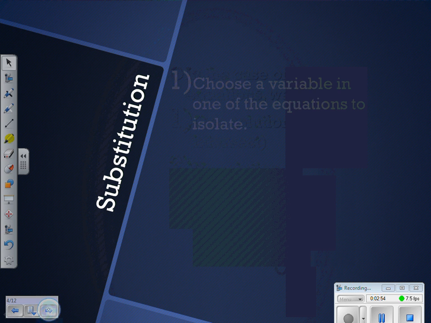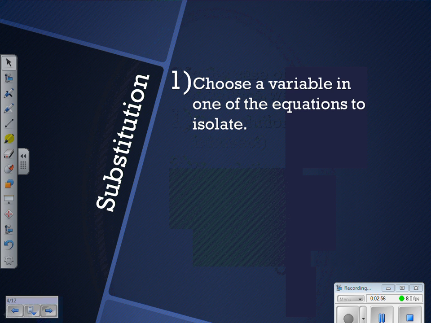Substitution is going to be the first method that we remind ourselves about. And really quickly, steps to get through that. First of all, you choose a variable in one of the equations to isolate. Make this easy on yourself. Choose the one that's already the most by itself if there is one. If there's not, then it really doesn't matter.